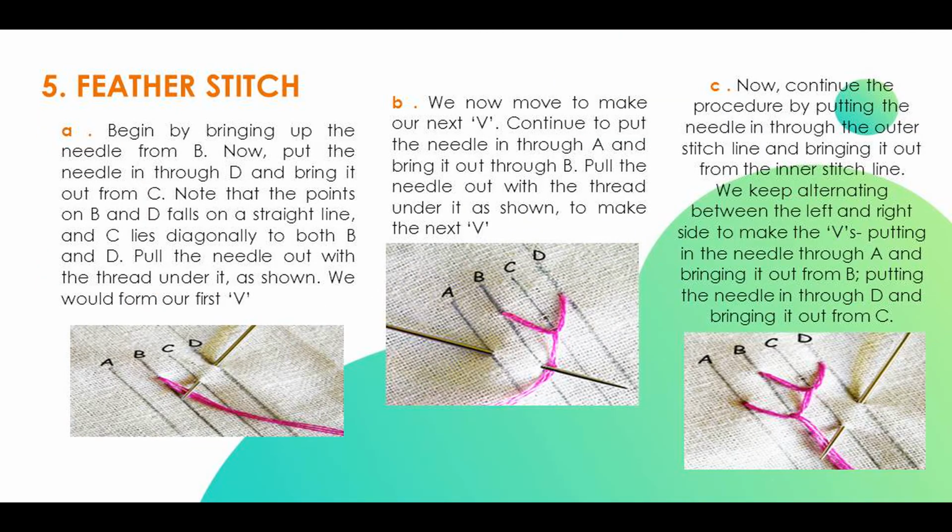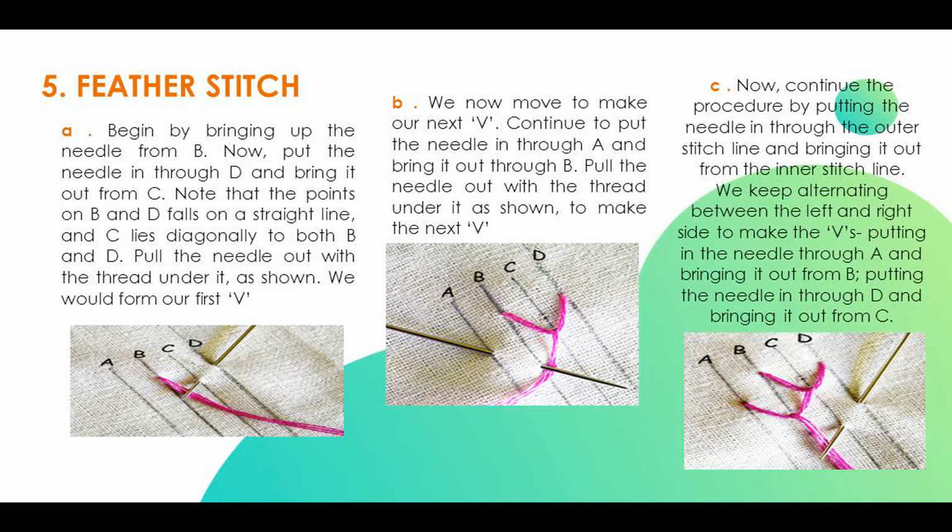5. Feather stitch. A. Begin by bringing up the needle from B. Now, put the needle in through D and bring it out from C. Note that the points B and D fall on a straight line, and C lies diagonally to both B and D. Pull the needle out with a thread under it, as shown. We would form our first V.